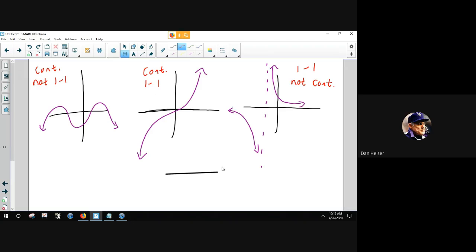Now, I'll preview something that's coming up a little later. Some functions have what are called inverses. And I'll give you a little spoiler here. If a function is 1-to-1, we can find its inverse. If it's not 1-to-1, then we can't find a general inverse, but we have to do some modifications in order to find it.